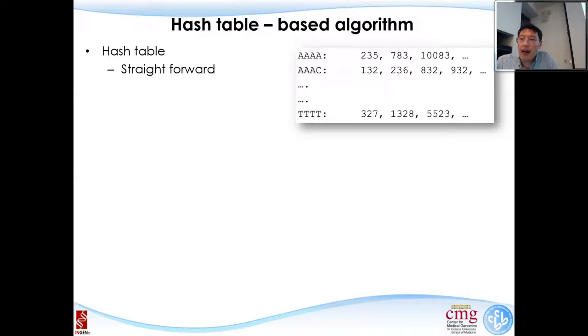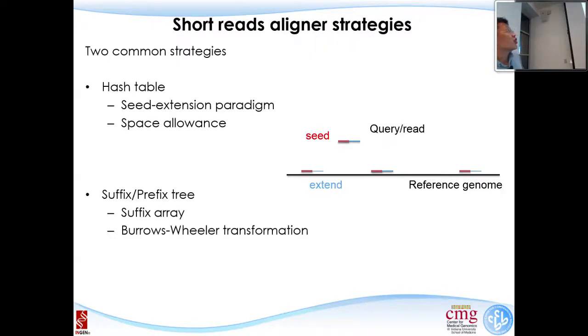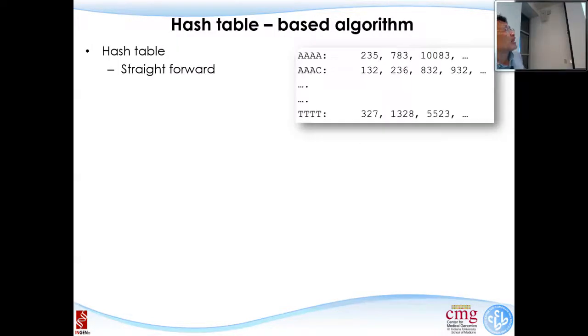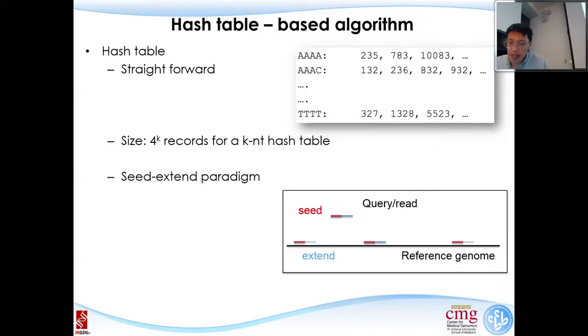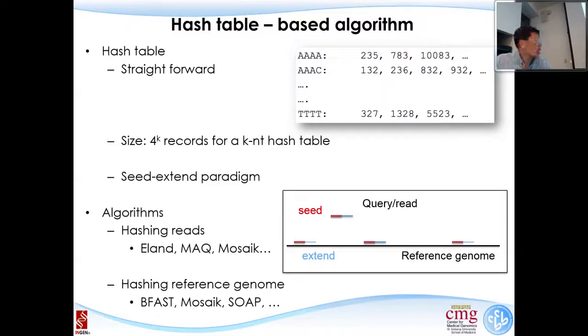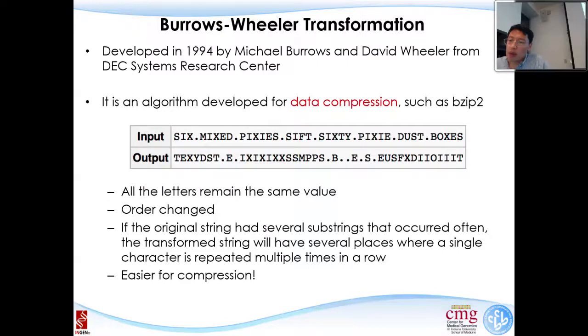Coming back to the first strategy, which is hash table based, as I mentioned earlier, it's very straightforward. You just build a k-nucleotide hash table, and there will be 4 to the power k records, and then you do the seed extension. So I'm not going to go into too much detail on that. Actually, some of the established algorithms are using this approach. So I will spend most of my time today talking about the Burrows-Wheeler transformation.